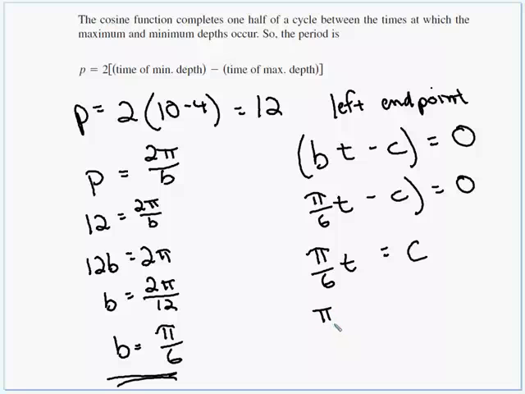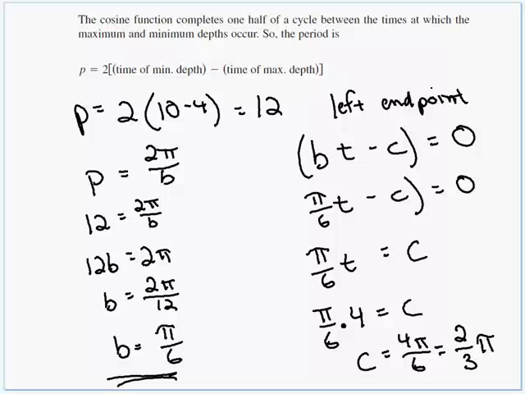So we plug in a 4 for time. Pi over 6 times 4 equals c. Well, that'll be 4 pi over 6. c equals 4 pi over 6. And that 4/6 will reduce down to 2/3 pi.